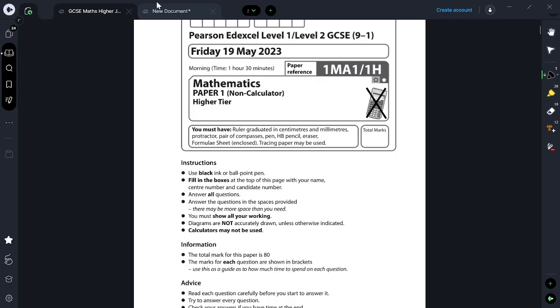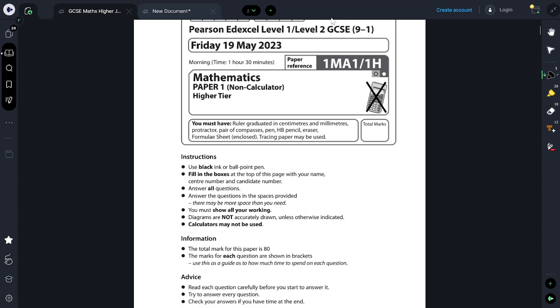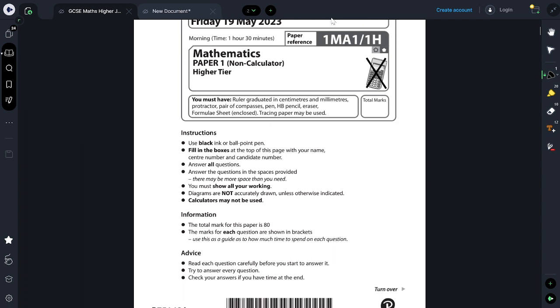So I did 2018 and 2019, obviously those were before the pandemic. I started to go over the recent one, the 2023 paper today. I can't see 2024 up there, so we start with 2023. However, this will still be good practice, and this is the non-calculator paper. Without further ado, let's just get started.